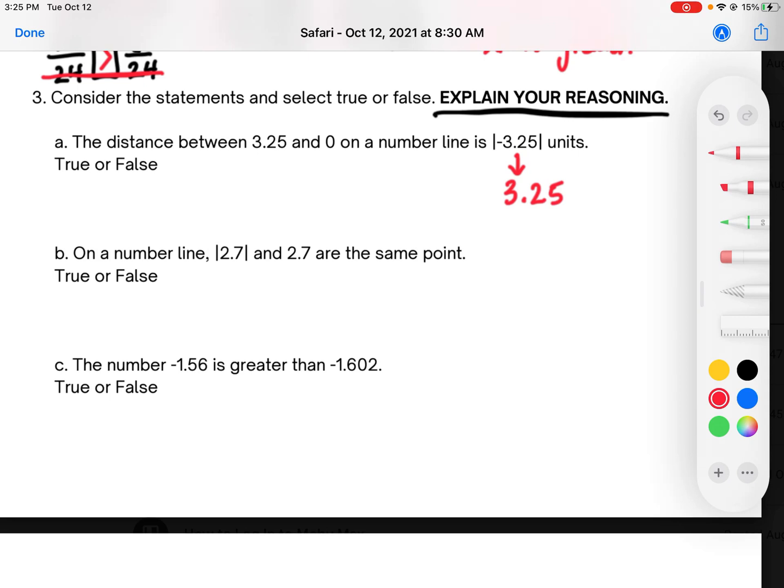So this states now the distance between 3.25 and 0 on a number line is 3.25 units. Is that true or false? That's going to be true. So we can say the absolute value of, I guess I should say negative 3.25 is 3.25.